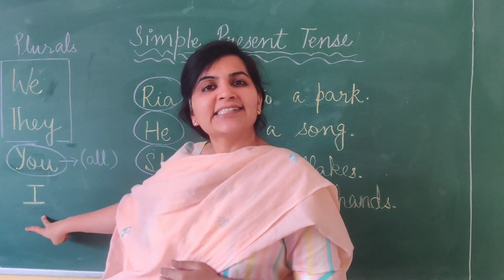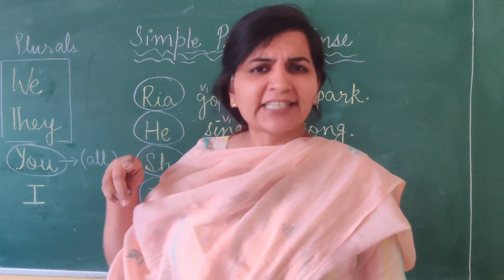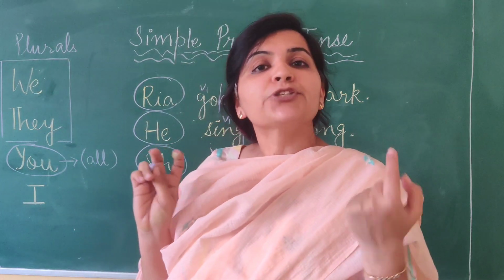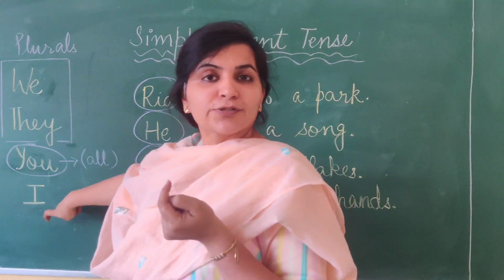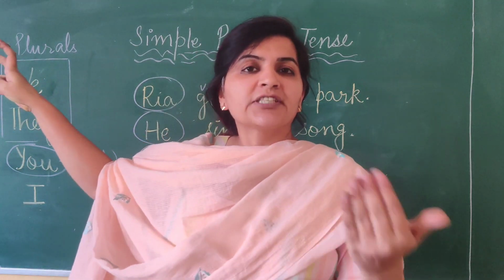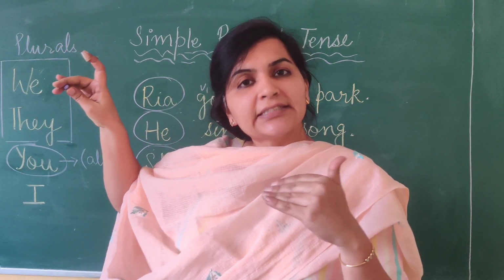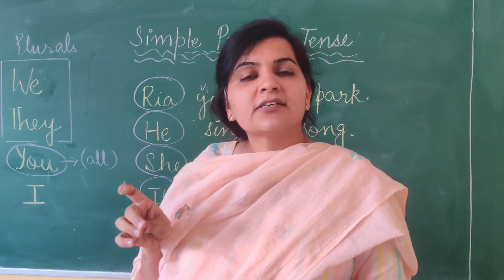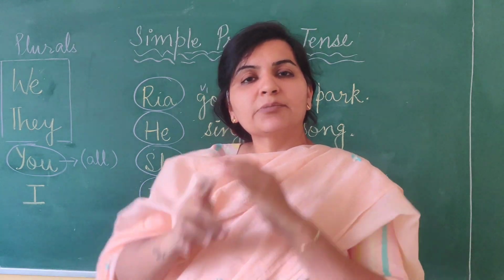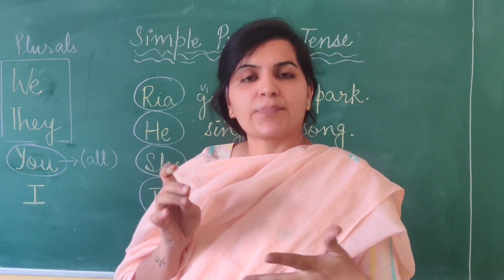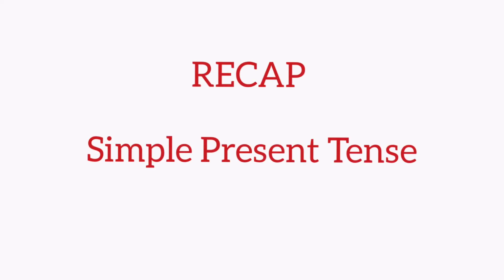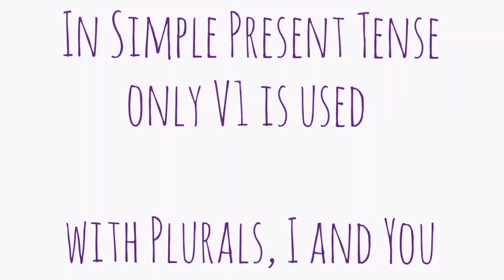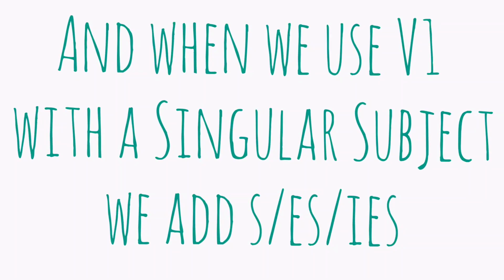Now the last one is I. Now I am a single person, I'm just one. But this is something you have to remember children, that I also comes under plural. It is not a plural, but in simple present tense we consider I and you under the plurals. It is something you have to remember. Okay. So let's recap children. In simple present tense, only V1 is used with plurals, I and you. And when we use V1 with a singular subject, we add s, es or ies according to the verb.